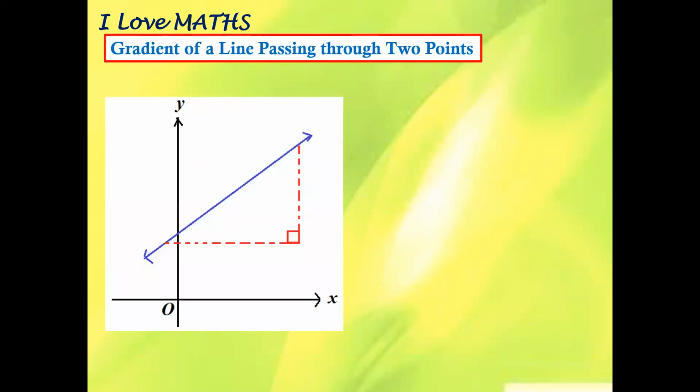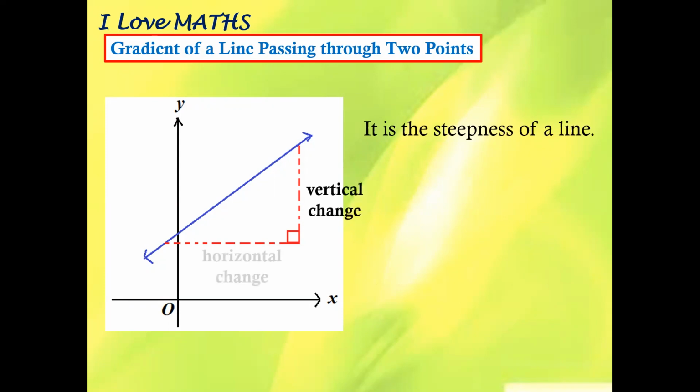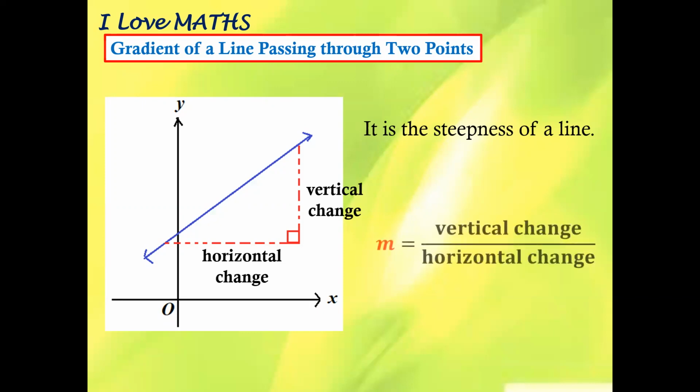Consider this straight line on the xy plane. We can define gradient as the steepness of this straight line. We have the vertical change and the horizontal change, or the distance vertically and the distance horizontally. The variable used to denote the gradient of a line is the variable m, and that is the ratio between the vertical change and the horizontal change.